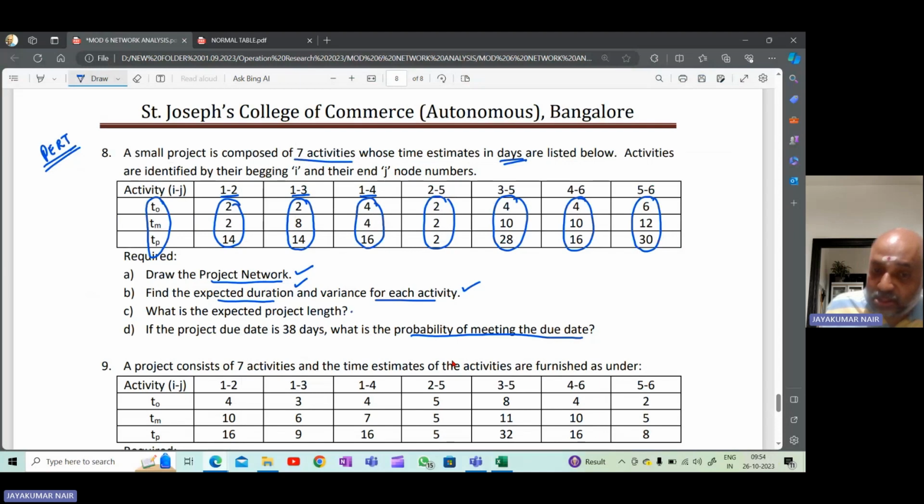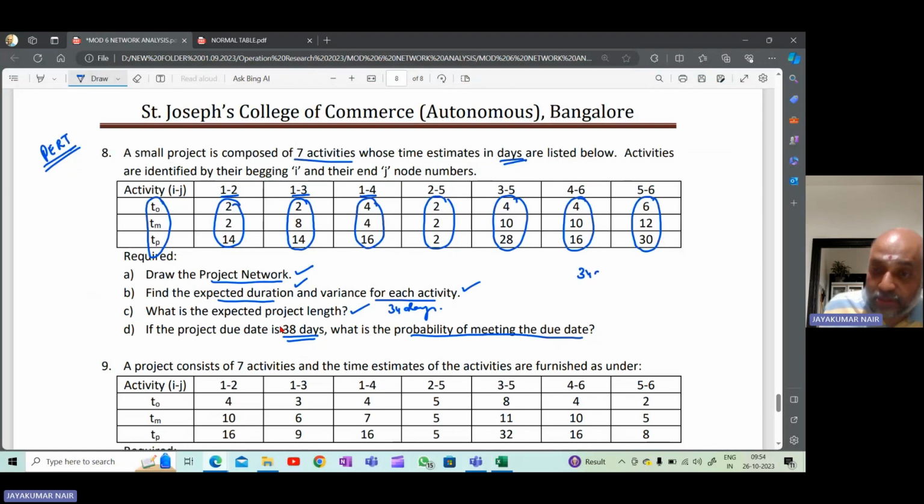Expected project length, we know it is 34 days. 34 days it will take to complete this particular project. Now, if they are saying the project due date is 38 days, then what is the probability of meeting the due date? What is the probability of you completing the project within 38 days? What is the chance?